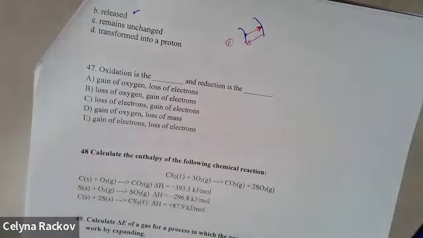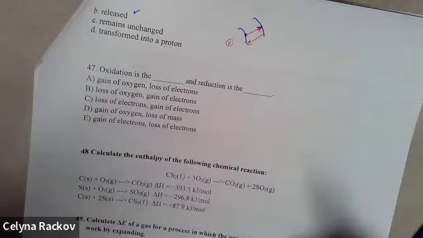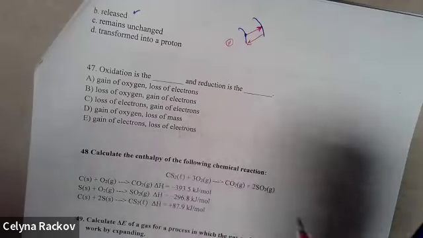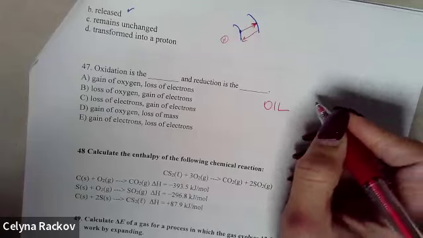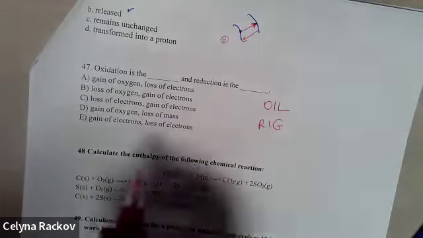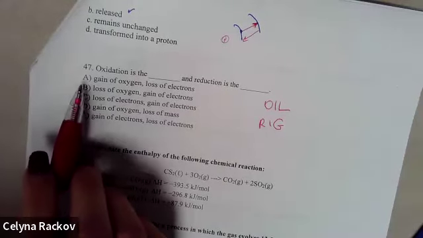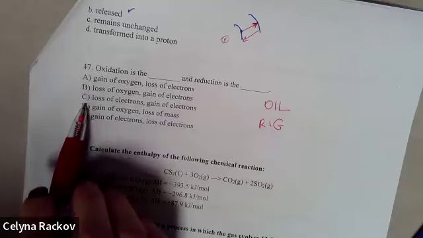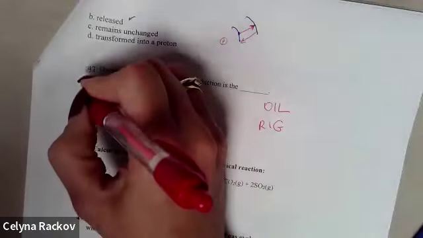Then what is oxidation? Let's remember OIL RIG. Oxidation is loss, reduction is gain. So which will be the answer here? Oxidation is loss of electrons and reduction is gain of electrons. So the answer is BC here.